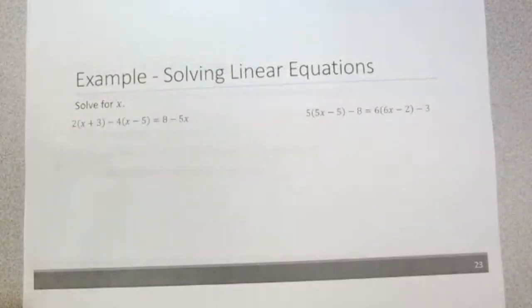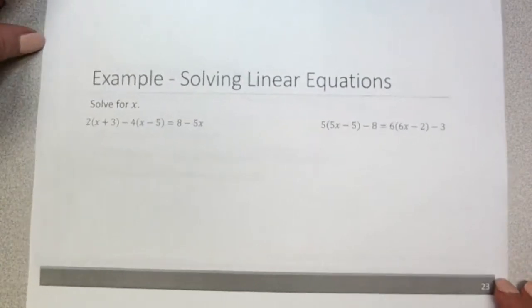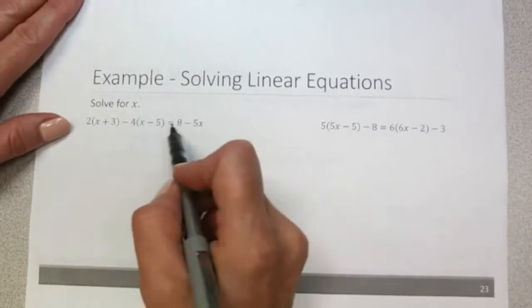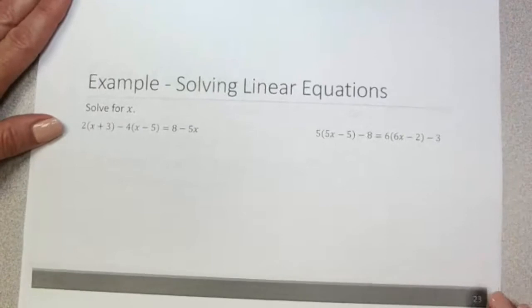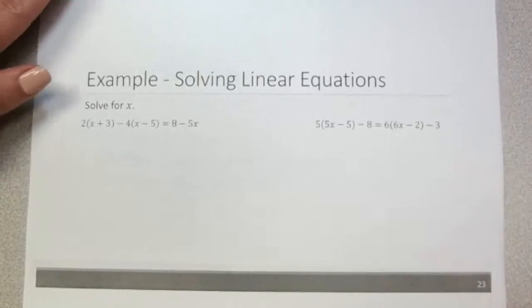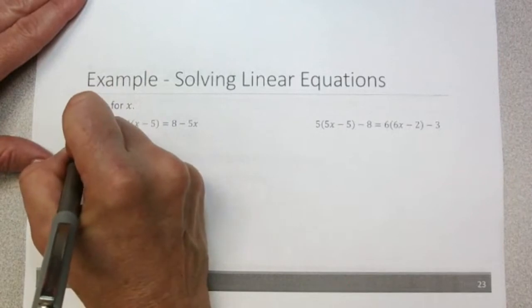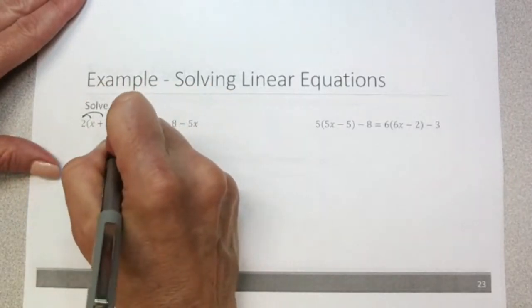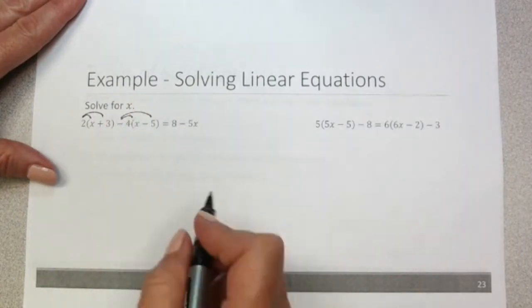All right. Let's get a couple of examples that are a little bit more complex. In this first example over here, we're going to do the same thing, but we're going to need to simplify the equation first. So the first thing I want to do here is to go ahead and distribute the 2 and distribute that -4 so that I can drop those parentheses.